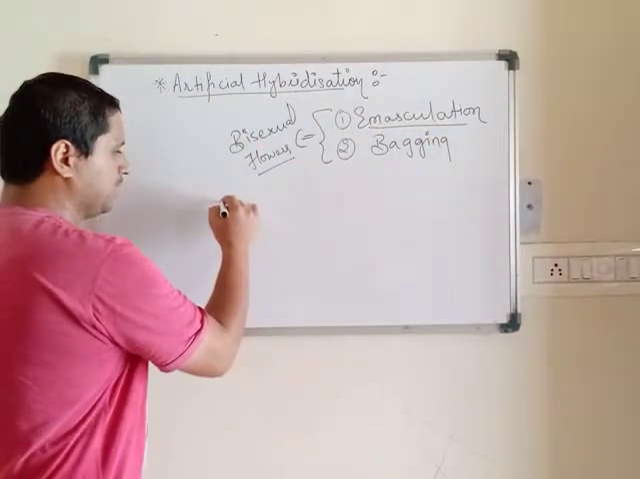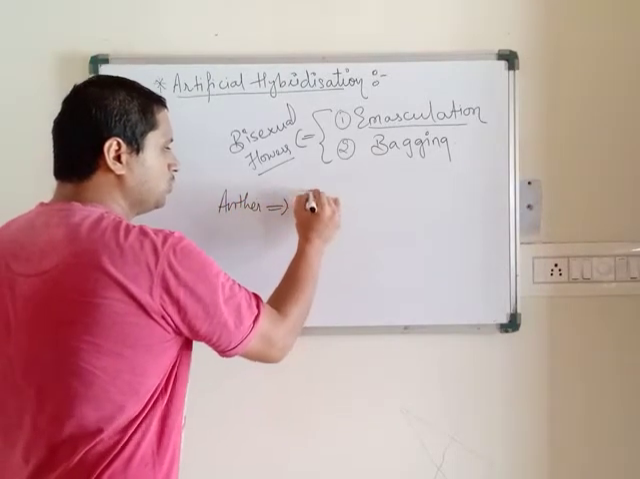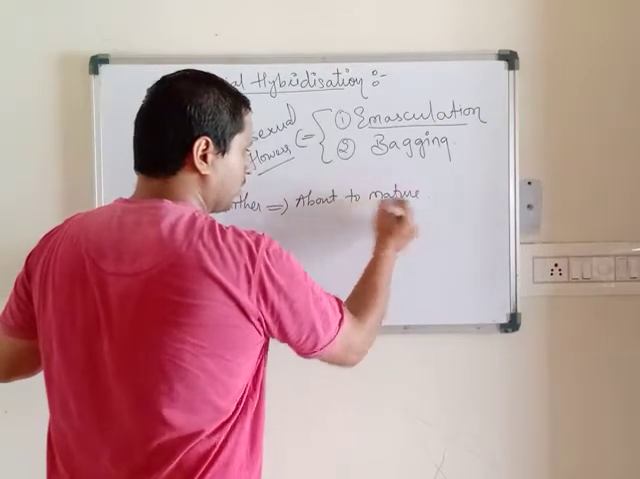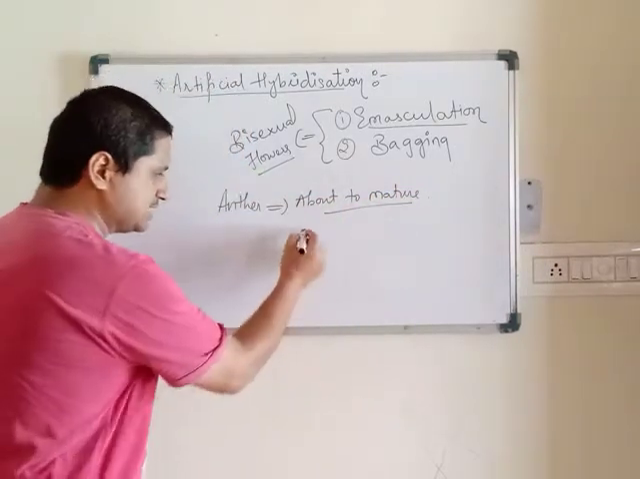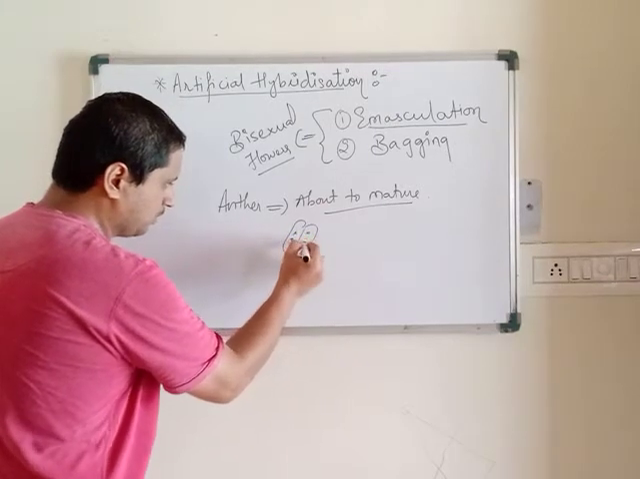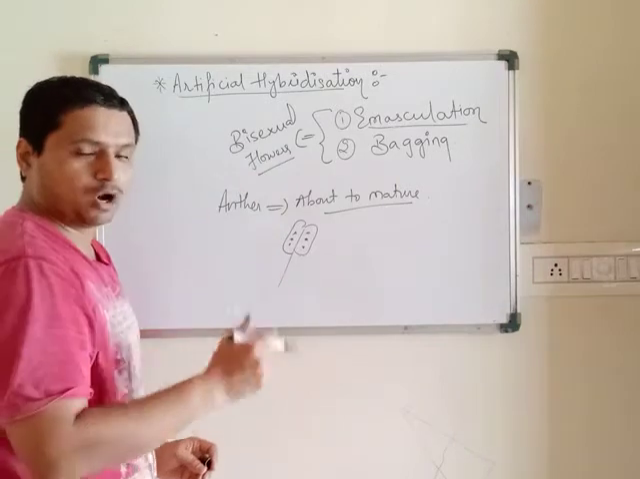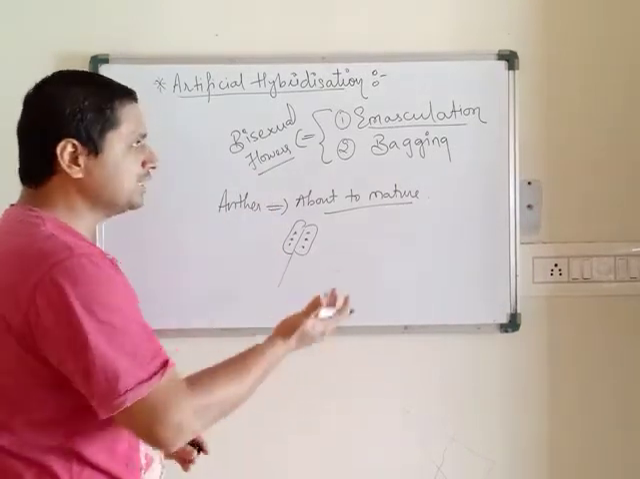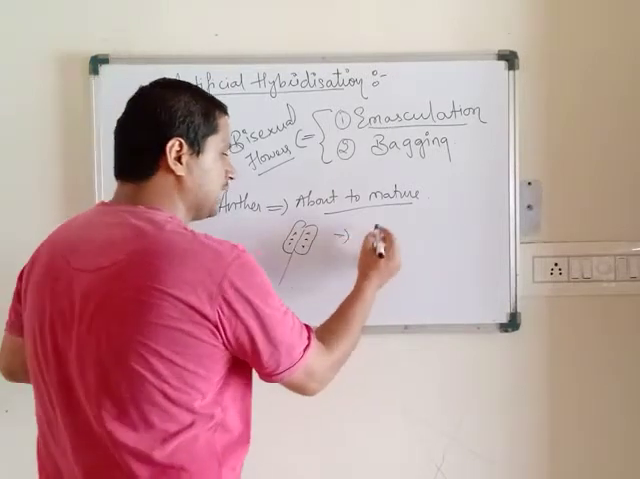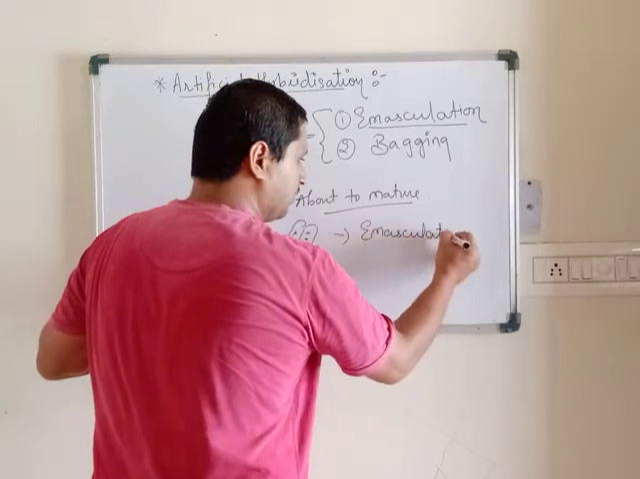See, first of all, when the anthers are about to mature, the pollen grains, that is this part, are plucked out from the flowers before they mature, or when they are about to mature. This process is known as emasculation, and the flowers which I am collecting are known as the emasculated flowers.